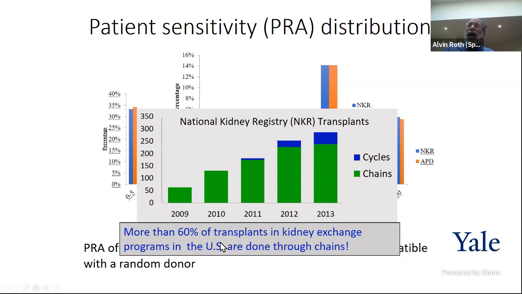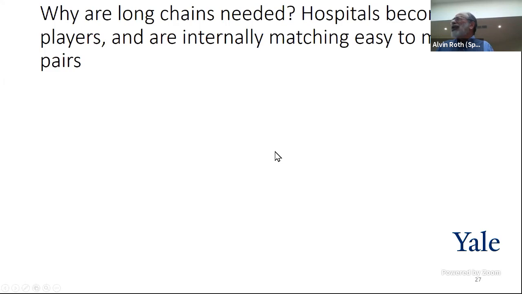And when we look at cycles and chains, we find that more than 60% of transplants in kidney exchange are done through chains. And it has to do with these highly sensitized people. So let me tell you about that. Why do we need long chains? Well, the first question is, how come we have all these highly sensitized people when the general population is only 10% highly sensitized? And that's a broad measure of high sensitivity. And we have 50% of our patients in the interhospital exchanges are extremely highly sensitized.